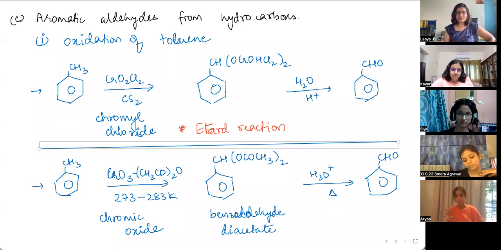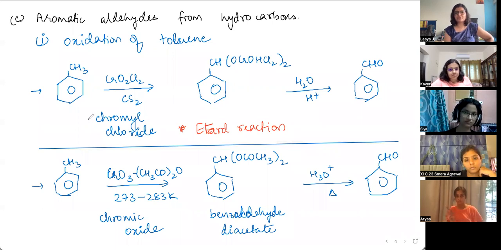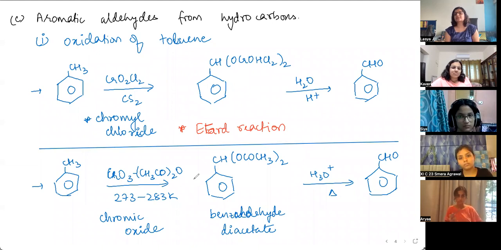So the Etard reaction refers to the reaction where you use chromyl chloride only. So this is the Etard reaction. This doesn't have any name as such. It's just a different oxidizing agent you're using.